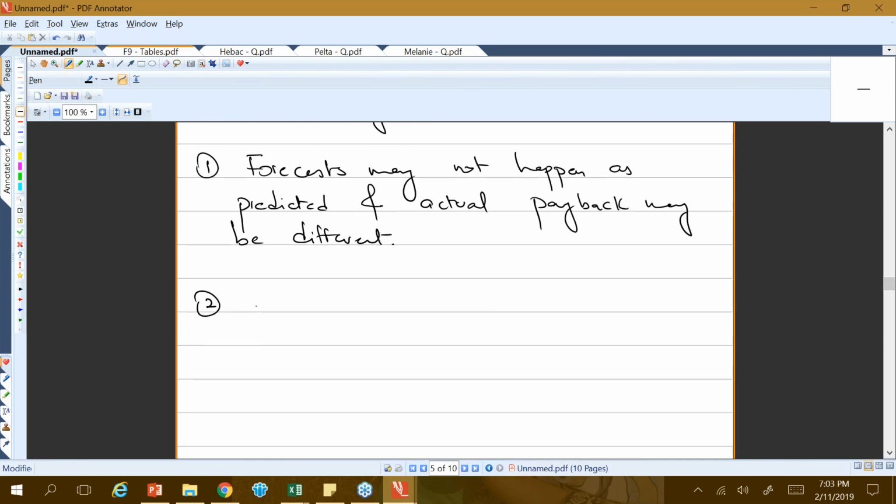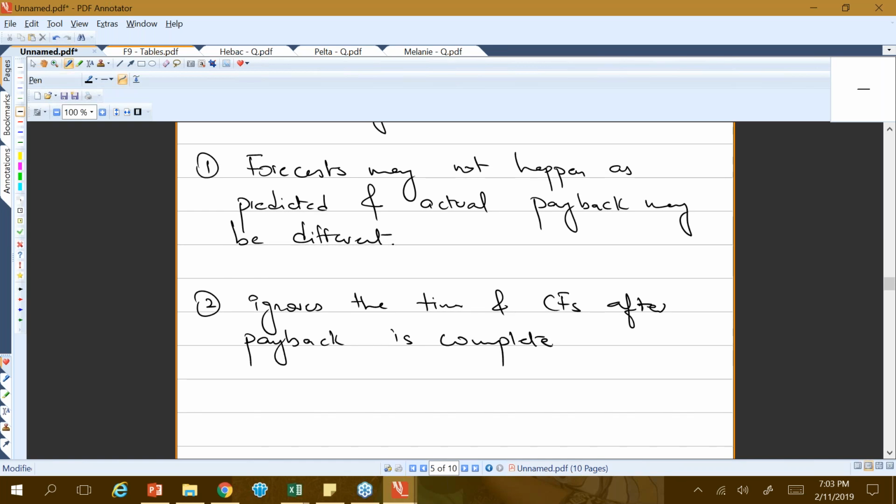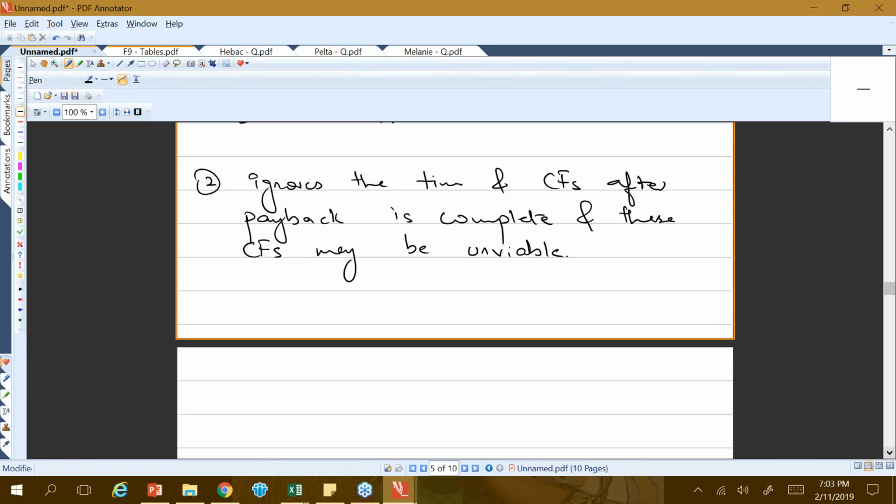Number 2, it ignores the timing and cash flows after payback is complete. So we usually do not look at cash flows after the payback is accomplished, and these cash flows may be unviable. If that is the case, then your overall project profitability or the NPV will suffer.